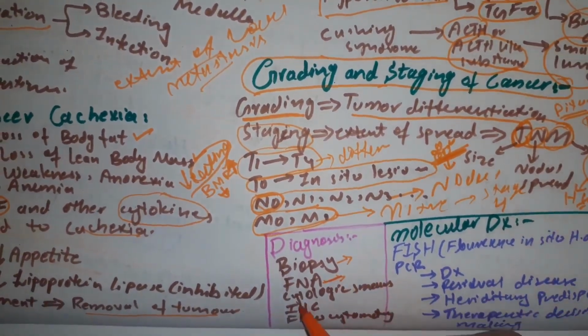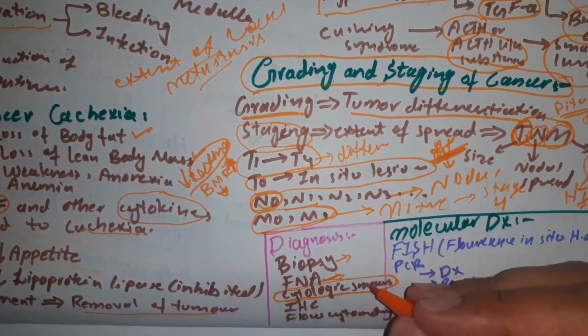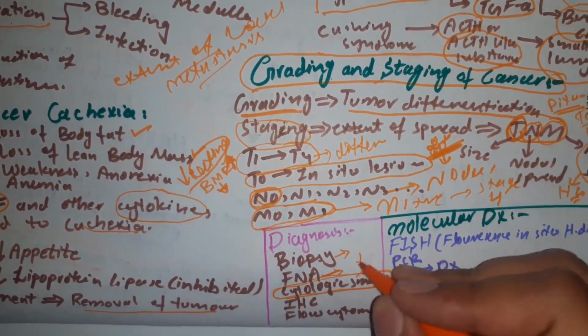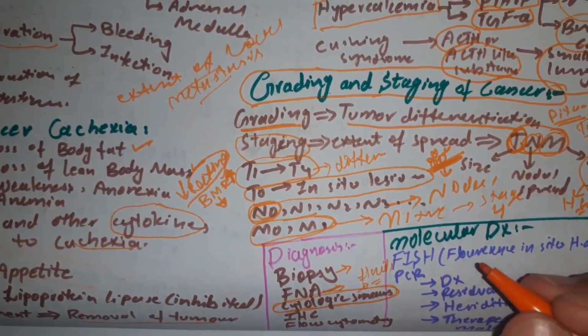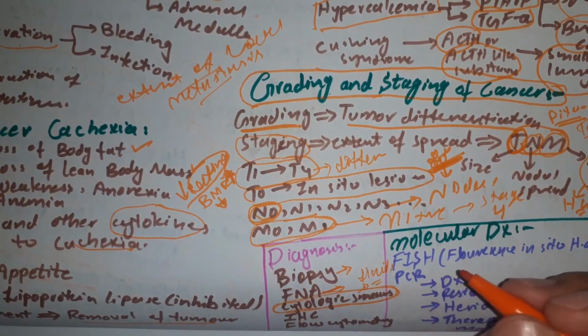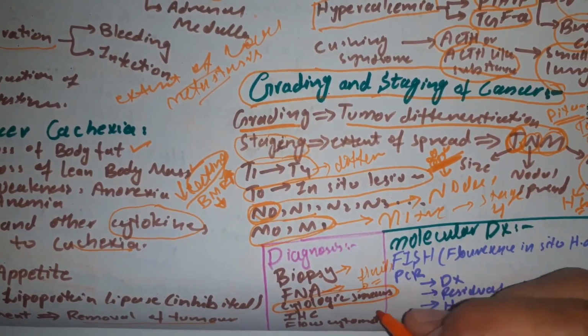Next is cytological smear. It is basically collection of cancer cells from the fluids. Cancer cells are discohesive, or we know that they don't express E-cadherin protein, due to which they fall in body fluids, and from these body fluids they can be observed in microscope, and it is basically used in the diagnosis of cervical cancer.